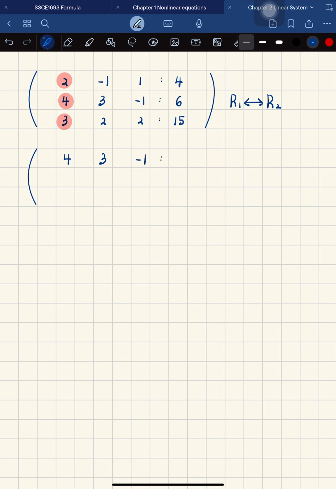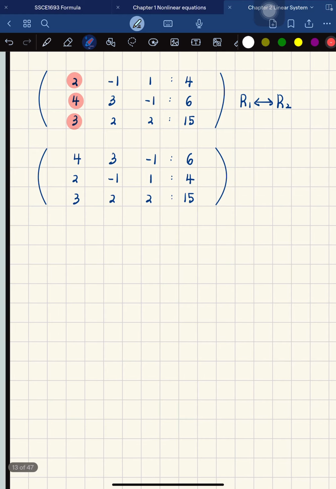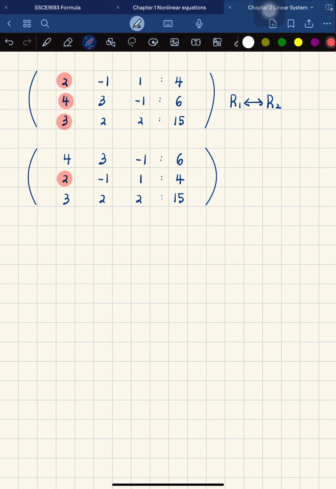1, 6, 2, -1, 1, 3, 2, 2, 15. Right. So after we get the maximum at the diagonal, the below elements should be equal to 0. Okay, should be equal to 0.